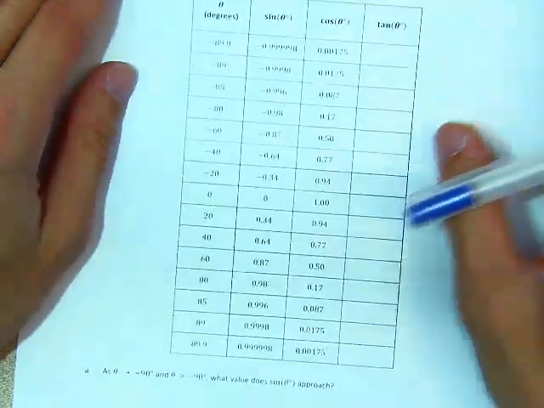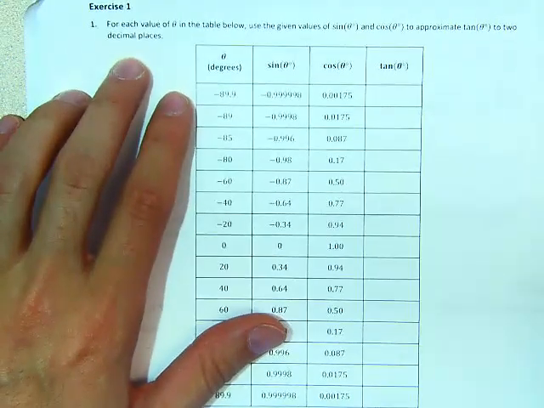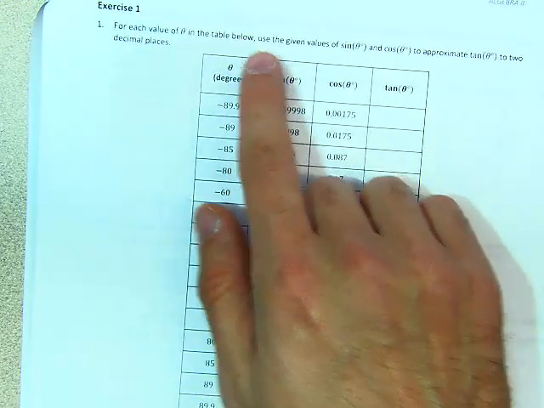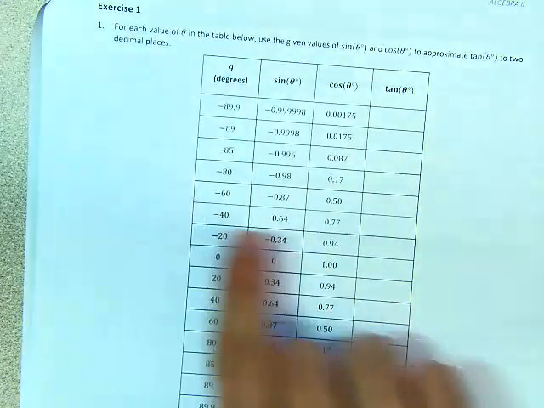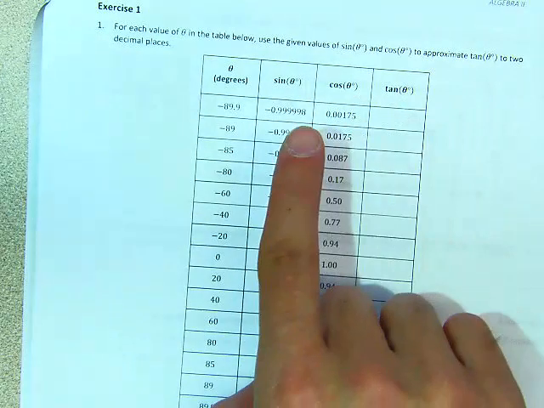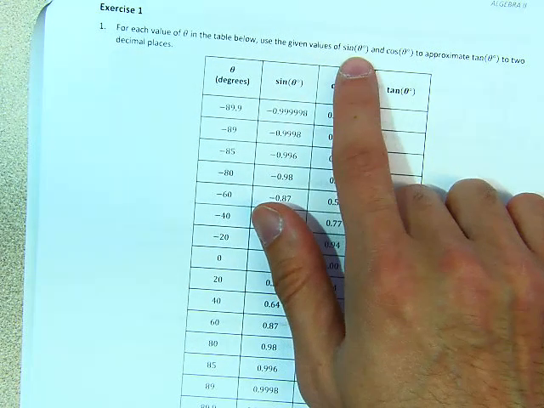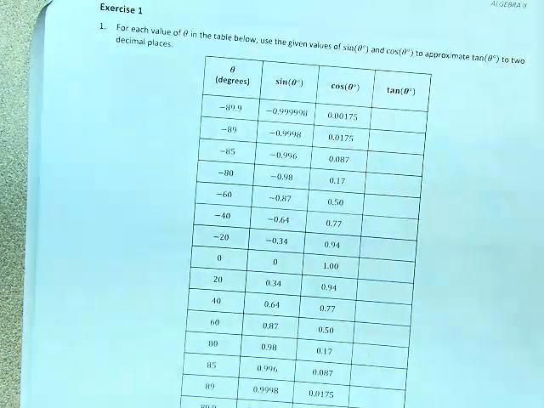Now, this idea of tangents will take some time for us to understand, but calculation-wise, let's see what happens when we start plugging in numbers. Here it says for each value theta in the table below, so these are our theta values. Remember, these are the degrees of rotation. Here we have negative rotation, so it's going clockwise, and this is going counterclockwise. Use the given values to find sine theta and cosine theta to approximate tan theta to 2 decimal places.